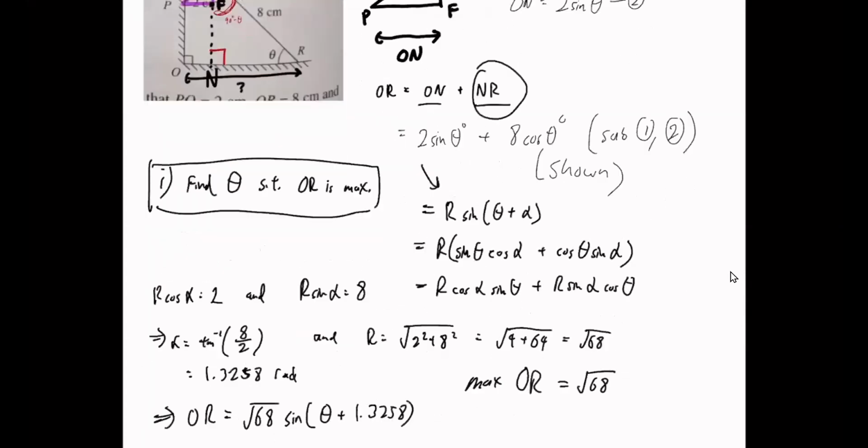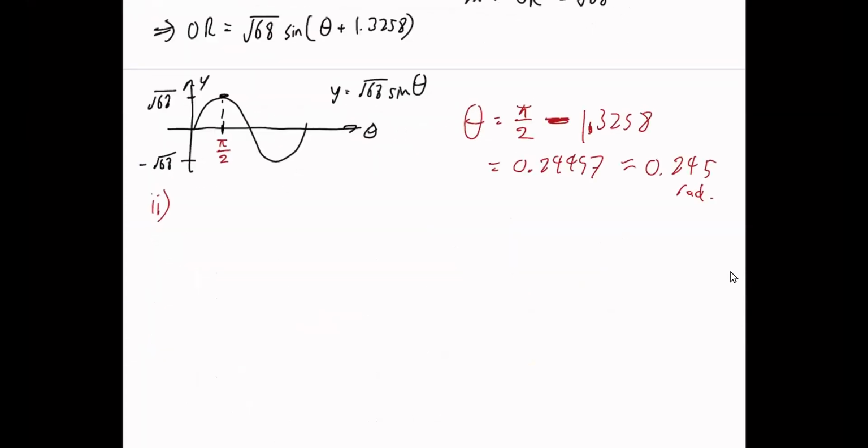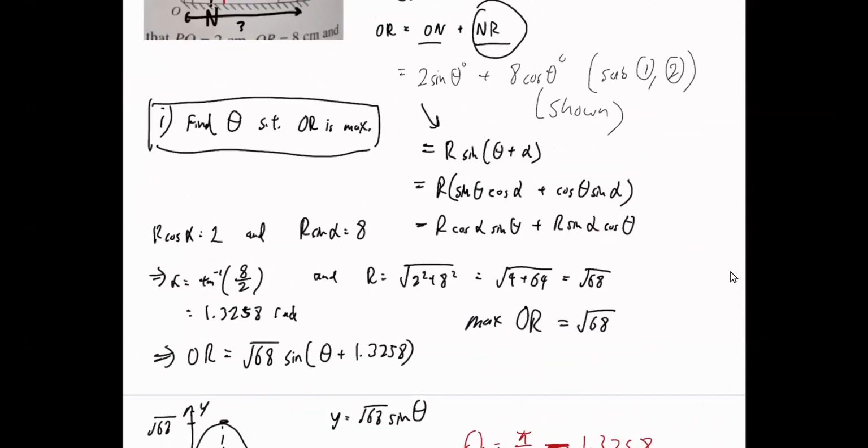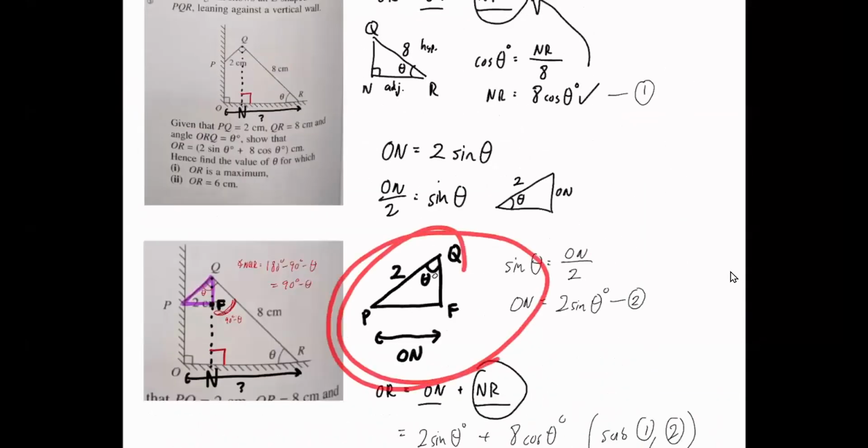How? So that's when you need to set the OR formula equal to 6. Exactly. And then you solve for theta. Can I leave that to you to do on your own? Solve for theta. Yeah, that's easy. I think the most difficult part, honestly, is to identify the right angle triangle.